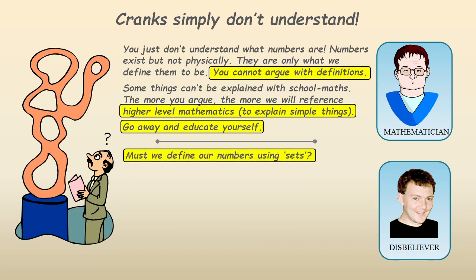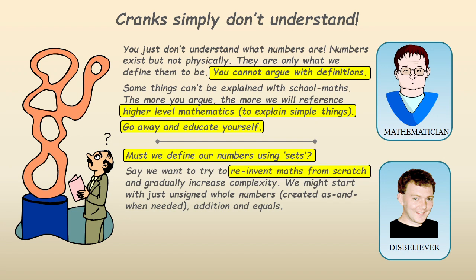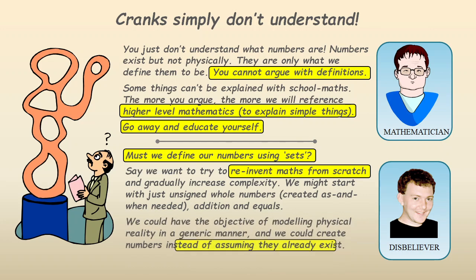Say we were to try to reinvent mathematics, starting with, for example, just unsigned whole numbers, addition, and the equals sign, all of which are constructed as and when required, as would take place in a computer. Then would we really need to define our numbers in terms of infinite sets? Why can't we define them as descriptive terms that can relate to physical objects or lengths? Why should we need to define them as non-physical things and claim that all of them can mysteriously already exist somehow?